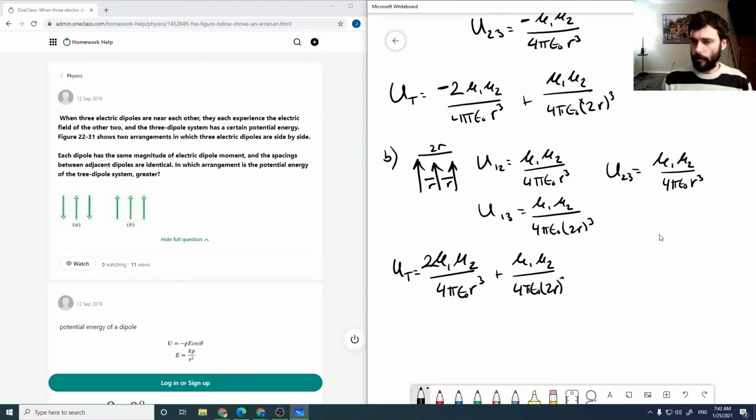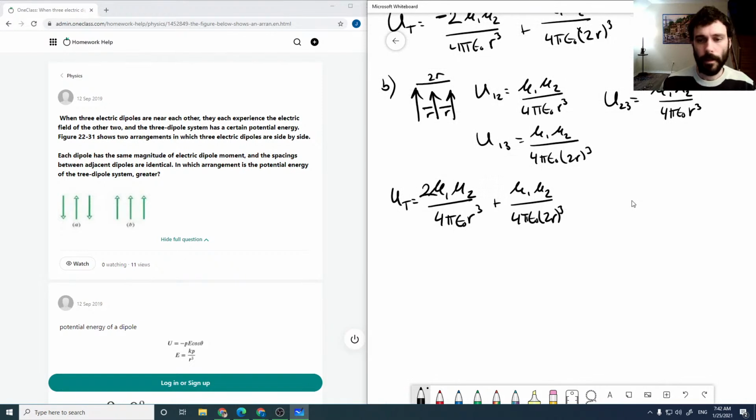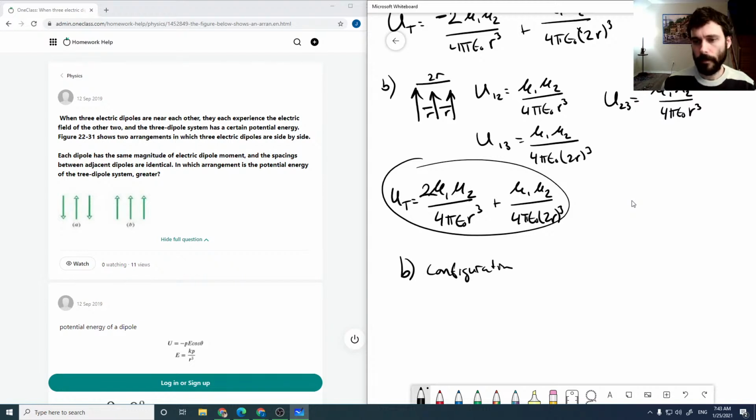And so as this one's completely positive and A has a negative term, I would have to say that B is the greater energy. So the B configuration is greater than the A configuration.